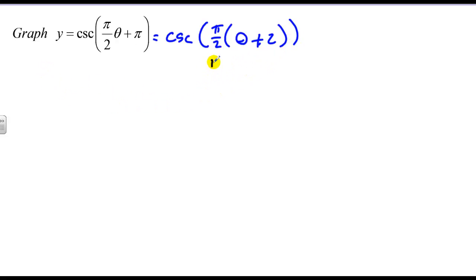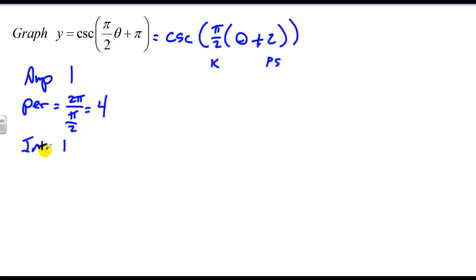We can identify things here, k and phase shift. So once again, our amplitude, 1 period in this case, is equal to 2 pi over pi over 2, which is equal to 4. Therefore, I have an interval of 1, because I'm dividing by 4. I have a phase shift of -2 and no vertical translation in this case.